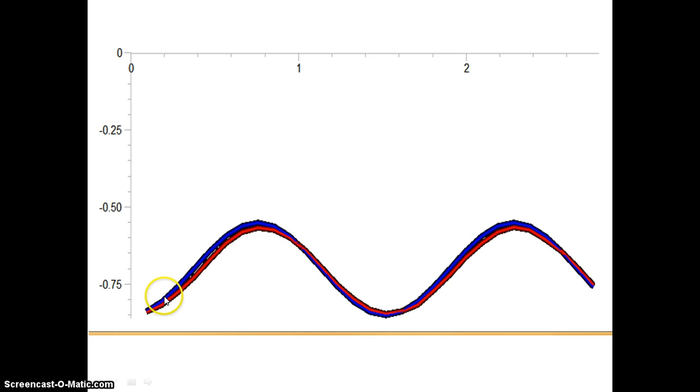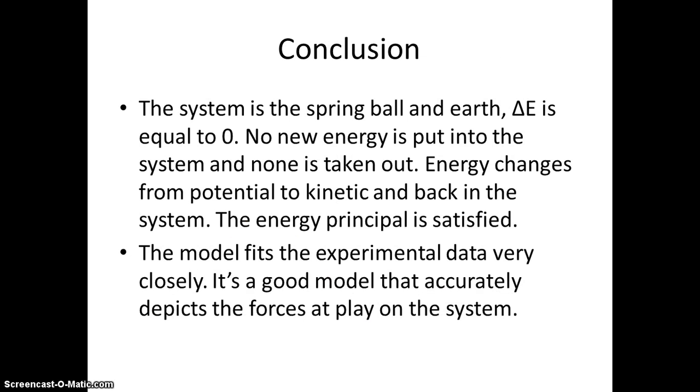And when we graph, the blue line is the model and the red line is the actual data extracted from Tracker. We find that they both match up very closely, and that the model is a very, very accurate descriptor and predictor of the motion data of a spring oscillating in one dimension.